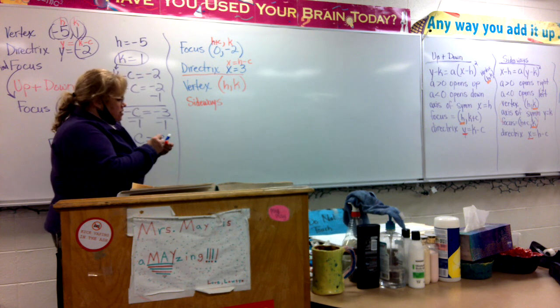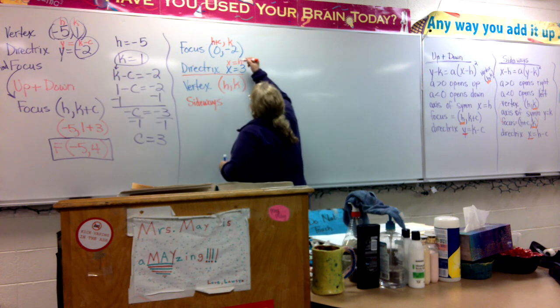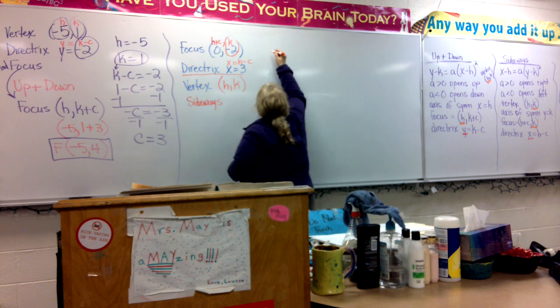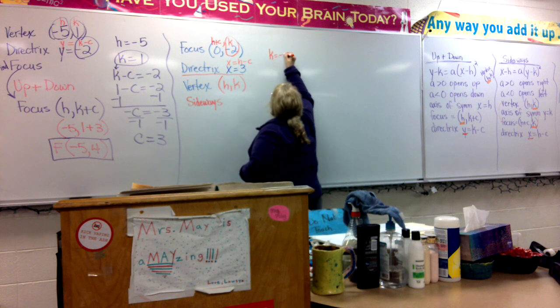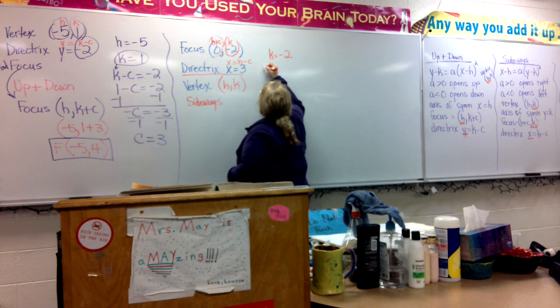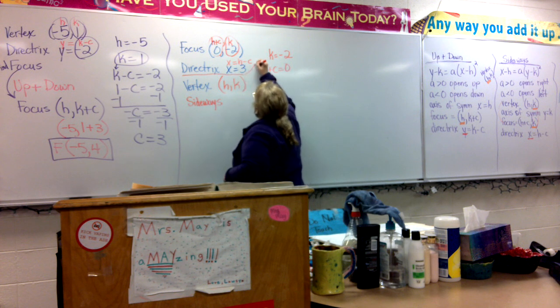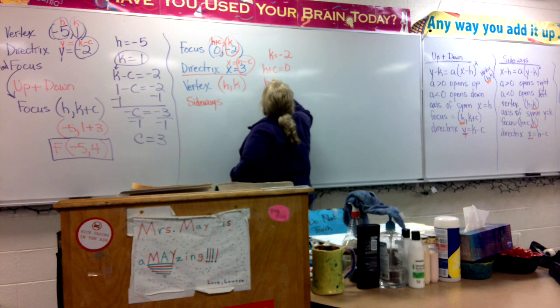So here's what we're going to do. We're going to write down what we know. I like to write this one first. K is negative 2. I know H plus C is 0. And I know H minus C is 3.